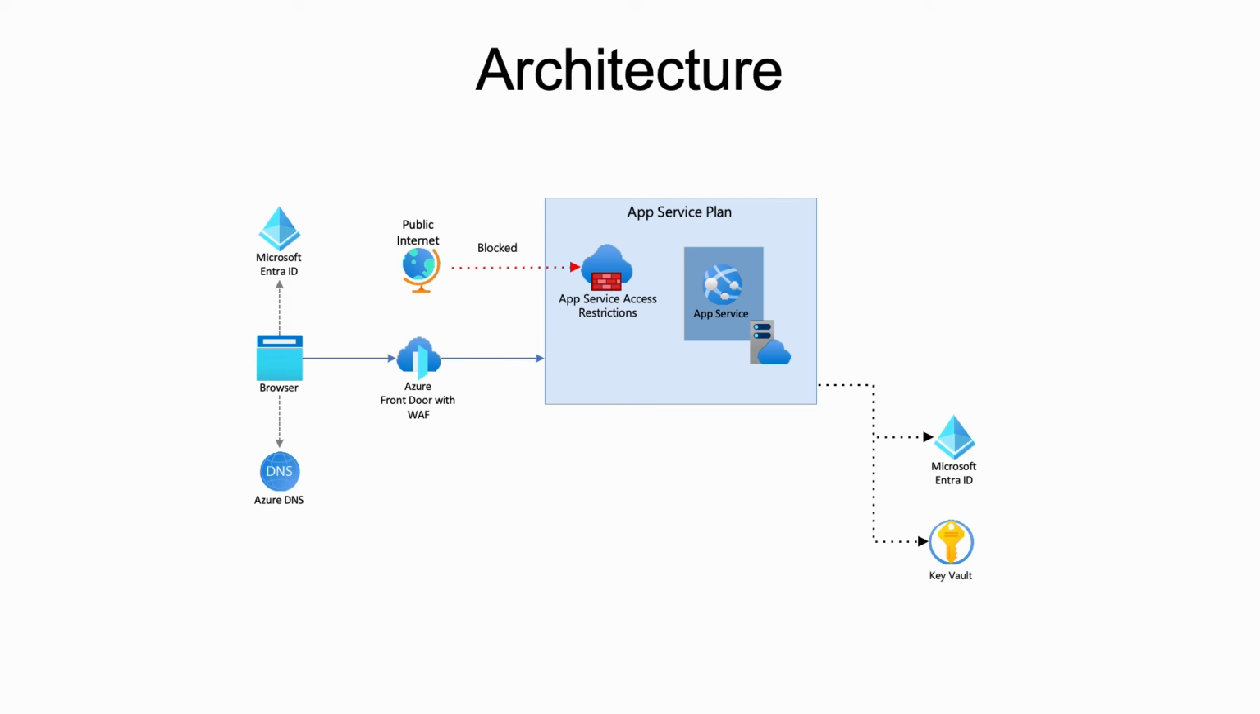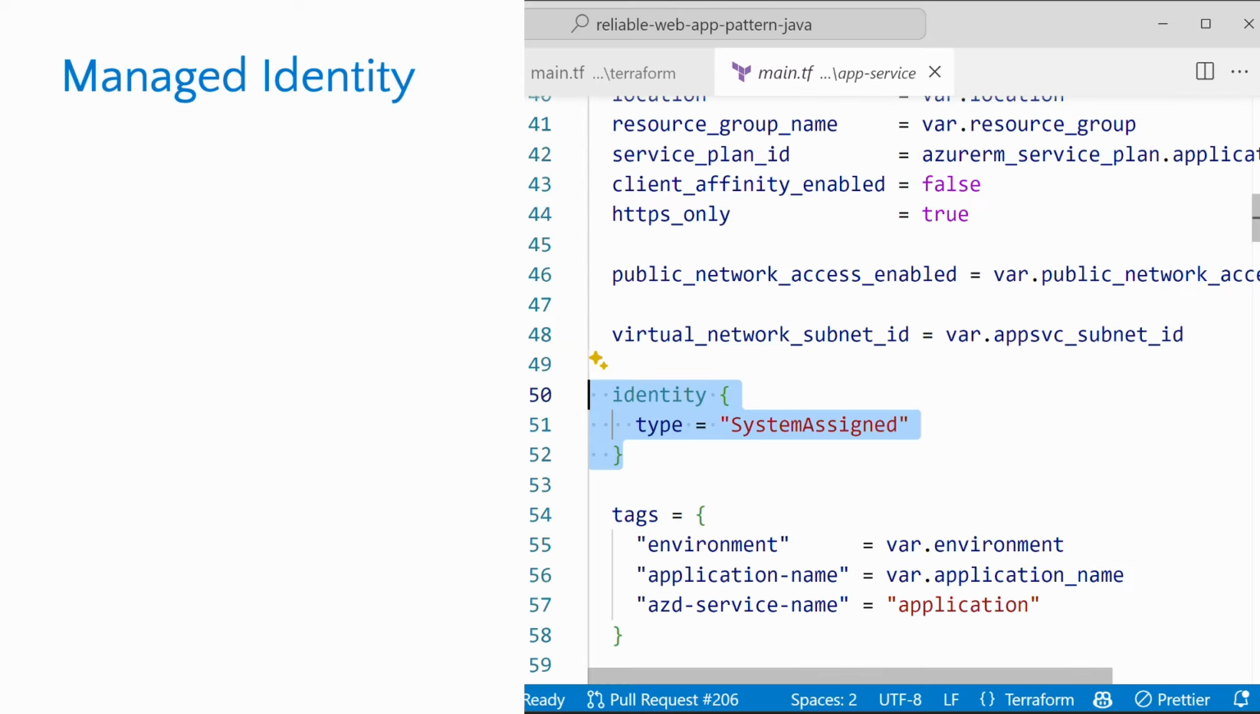So next, let's explore this reference architecture and how it actually employs the four key security pillars: managed identity, identity-based authentication, secret management, and endpoint security.